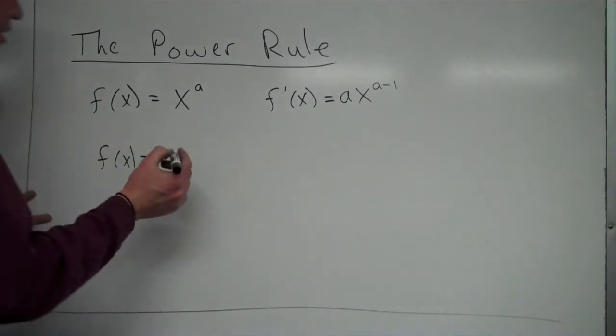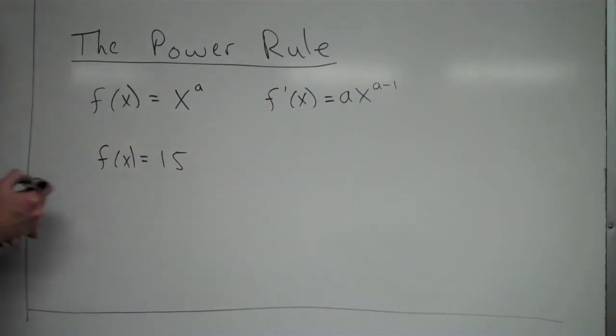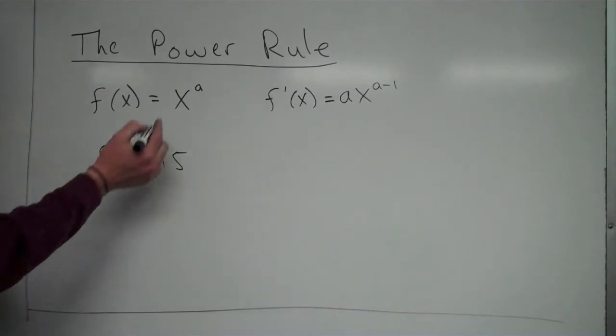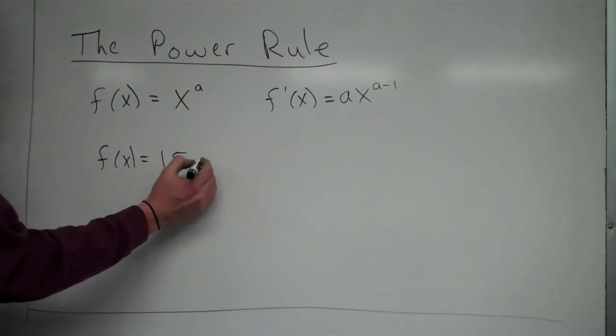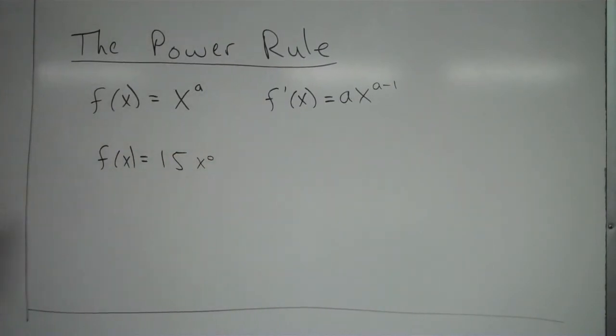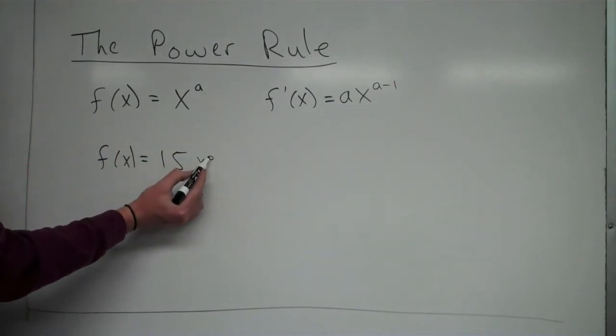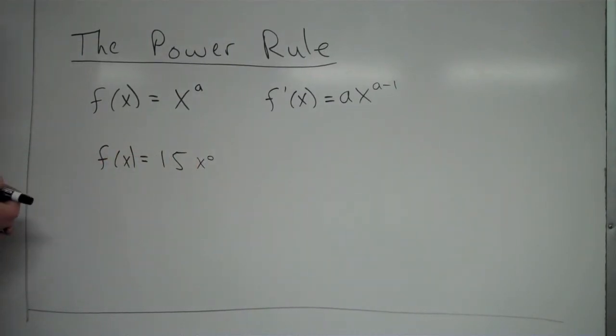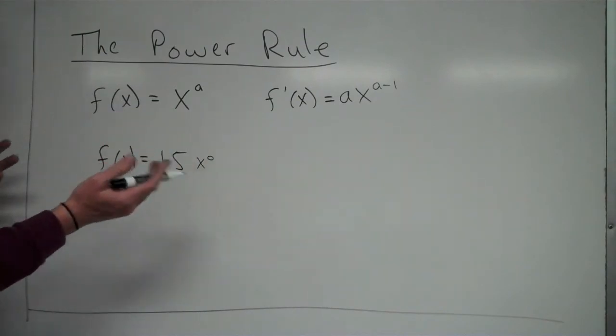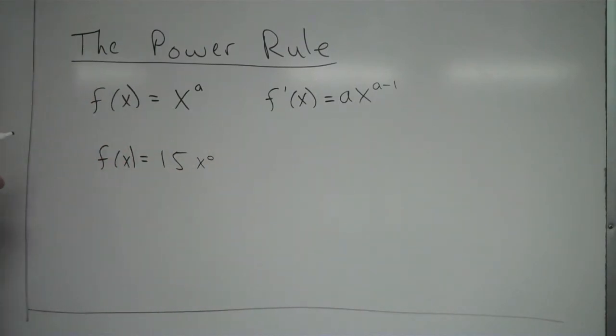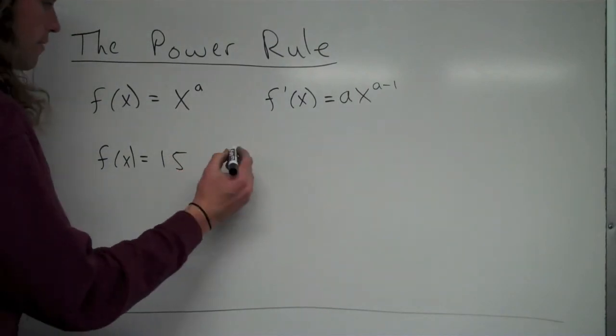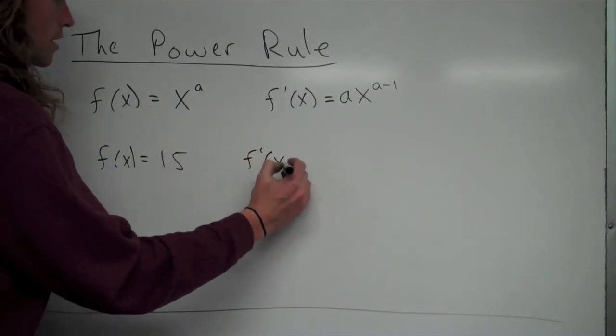You could, if you want to, still apply the power rule to it, though you should just think of the derivative of a constant as 0. But I want to show how the power rule does apply, because you could rewrite this as 15 times x to the 0, since x to the 0 is just 1. If you apply the power rule, you bring the 0 down in front to multiply by the 15, and then subtract 1 from the exponent and get x to the negative 1. But multiplying 0 times 15 makes it just 0. So the derivative of 15 is equal to 0.